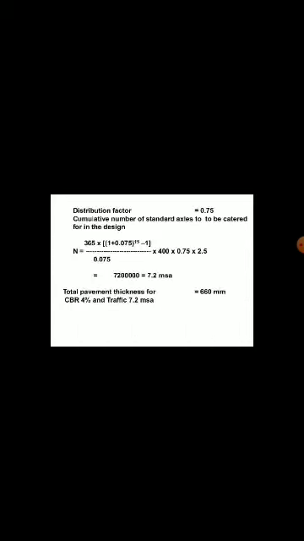The cumulative number of standard axles to be catered in the design, N, is equal to the number of days in a year, which is 365, times (1 plus 0.075) to the power of 15 minus 1, all over 0.075, times 400, which is for the two-lane single carriageway, the sum of both directions. Then times 0.75, which is the distribution factor, times 2.5, which is the vehicle damage factor. This is equal to 7,200,000, which is equal to 7.2 MSA.